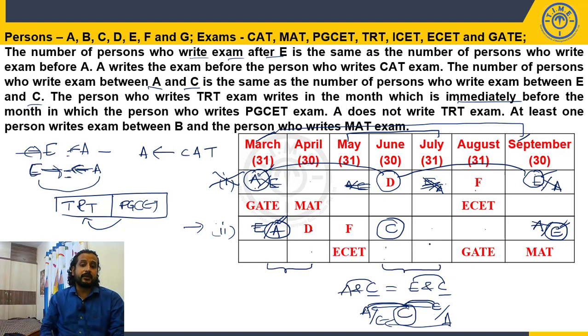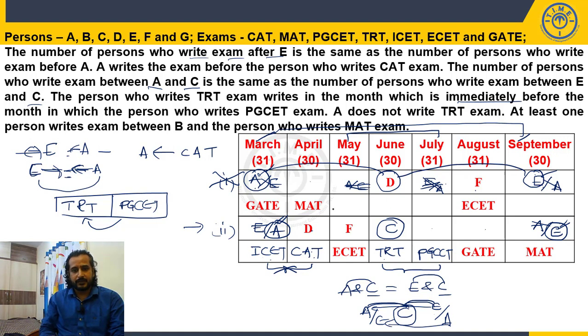Again we have the two possibilities. But what is given? A does not write TRT. If it is TRT, it is PG set. But A does not write TRT. So this is not possible. So this C is writing TRT exam and here will be PG set. Clear? But you know, A write the exam before the CAT. Before the one who write CAT. So D definitely writes no CAT exam. What is the only remaining exam that we left? MAT, ISET. So A writes ISET exam. So 7 courses is completed.